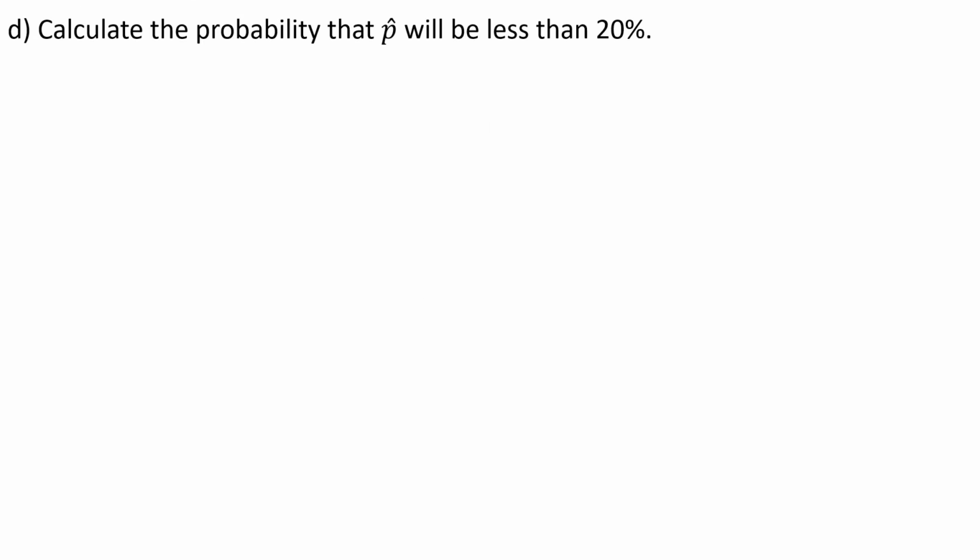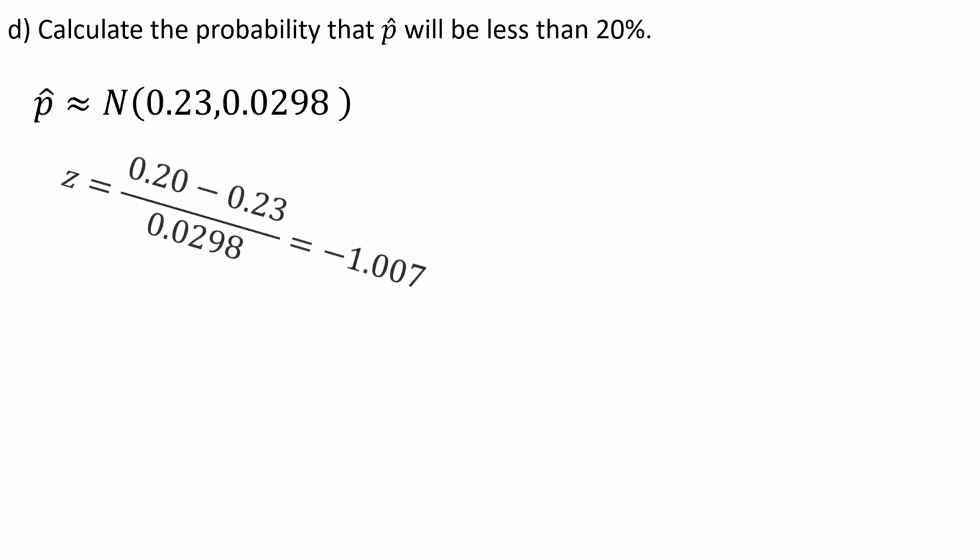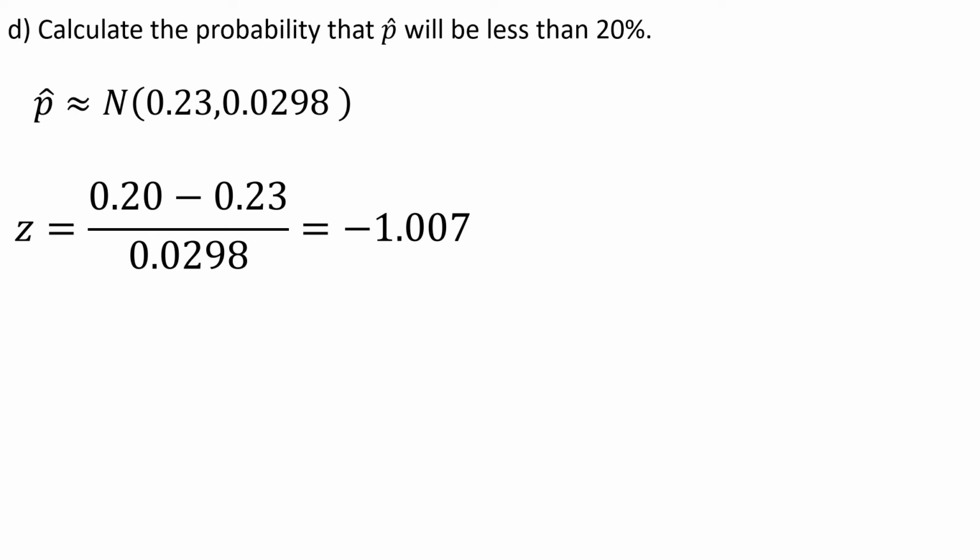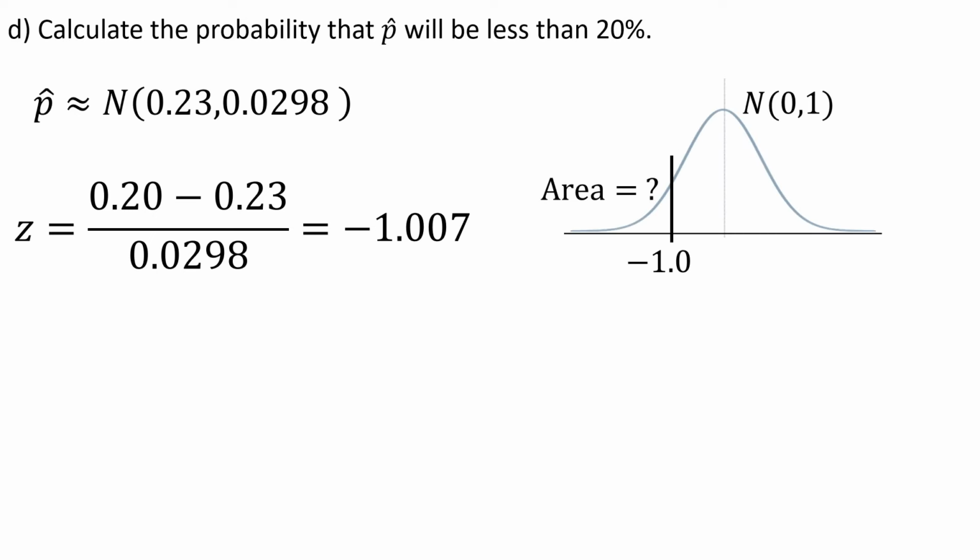Calculate the probability that p hat will be less than 20%. So here, we're going to make use of what we know about the approximate distribution of p hat. We're going to standardize. We can make a sketch if we want to help us understand what's going on. The value we're looking for is the area in the lower tail of the standard normal distribution from our z-score to the left. So our z-score is minus 1.007. That comes from standardizing our value of interest, which was 0.20.